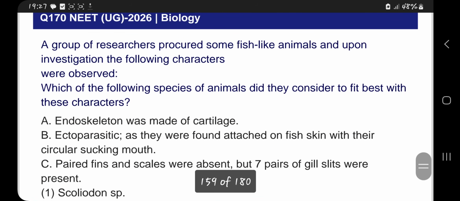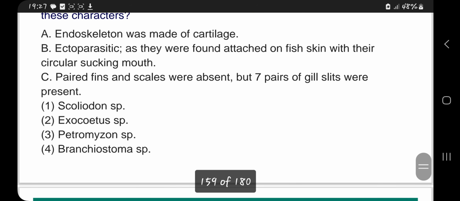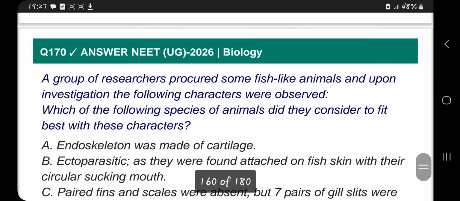A group of researchers procured some fish-like animals, and upon investigation, the following characters were observed. Which of the following species of animals did they consider it to fit best with these characters? Endoskeleton was made up of cartilage. Ectoparasitic, as they were found attached on fish skin with their circular sucking mouth. It seems to be like lamprey. Paired fins and scales were absent. So what are those? Petromyzon. Third answer is the correct one.